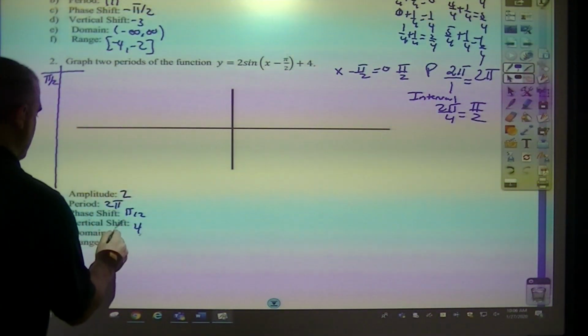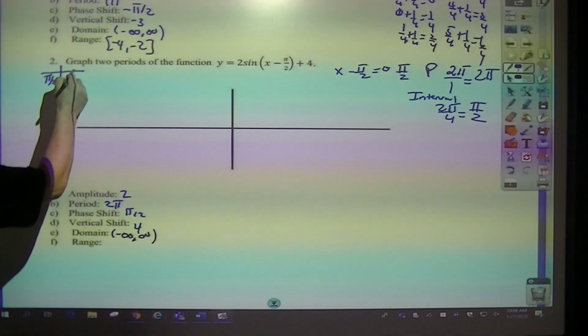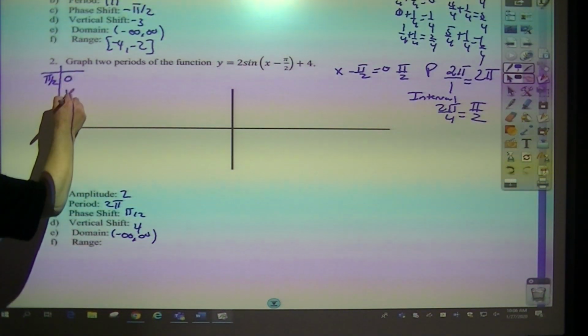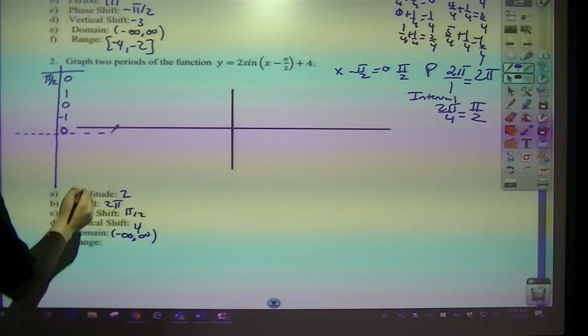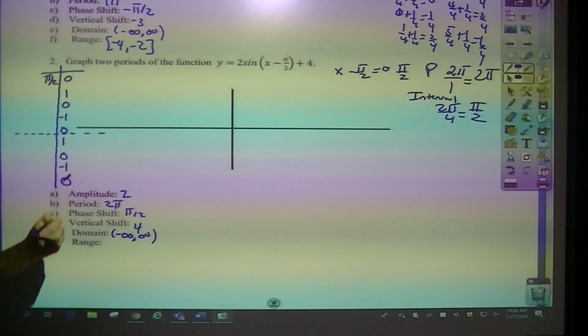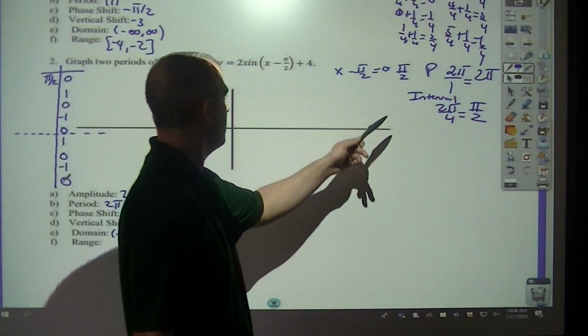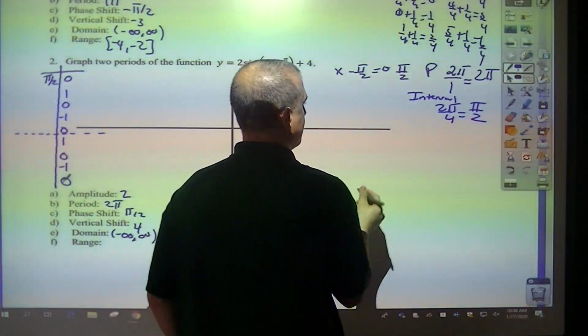Since it's sine, we know that the domain is -infinity to infinity. We'll talk about the range in a second. So for sine, I'm at 0, 1, 0, -1, 0. That would be 1 period. Continue with these: 1, 0, -1, and 0. Now I just have to get the angles, maybe changing my values a little bit here.